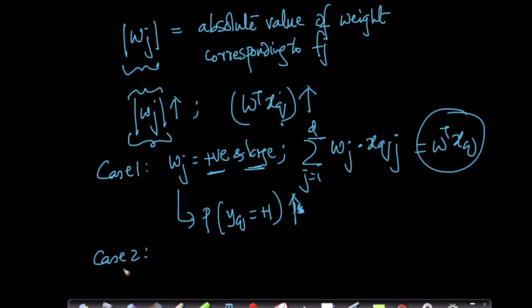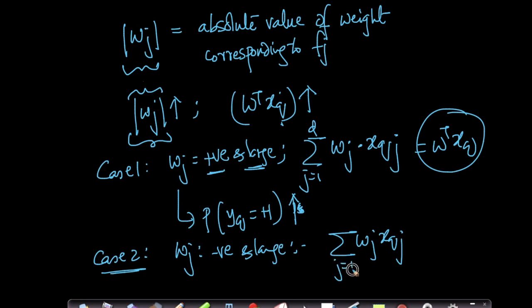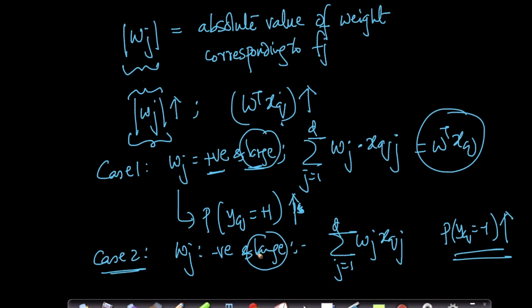Similarly, case 2: if Wj is negative and large, it still impacts the Wj XQj product heavily, but it impacts for the negative class, in such a way that the probability of Yq equals -1 increases, right? So whether it is positive or negative, if it is large, its impact in determining whether something is positive or negative is more, isn't it? So hence, you can tell which features are important.